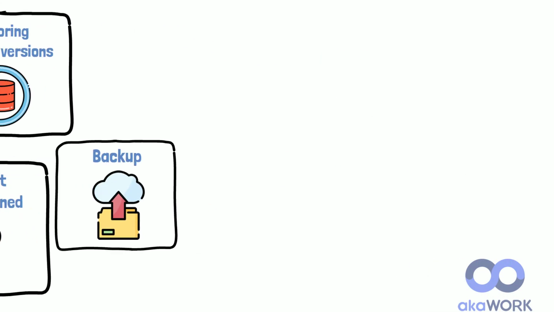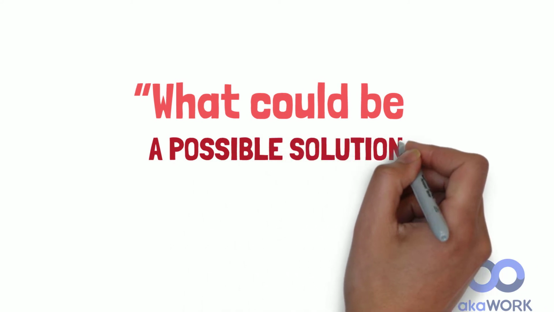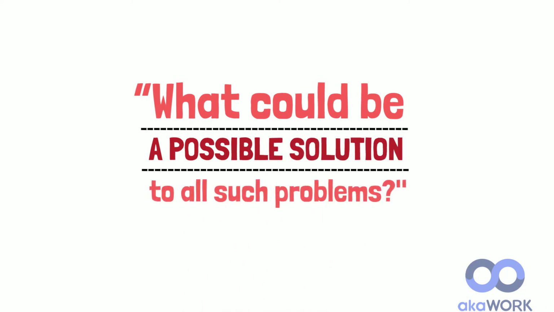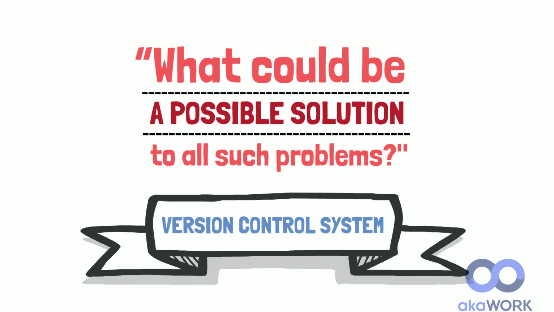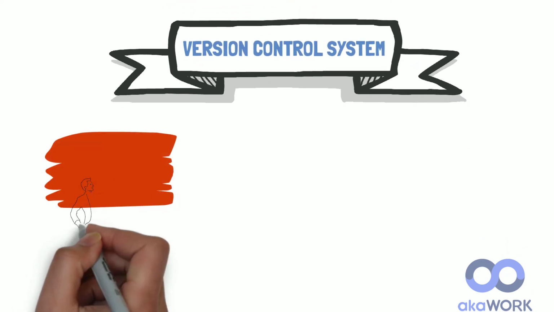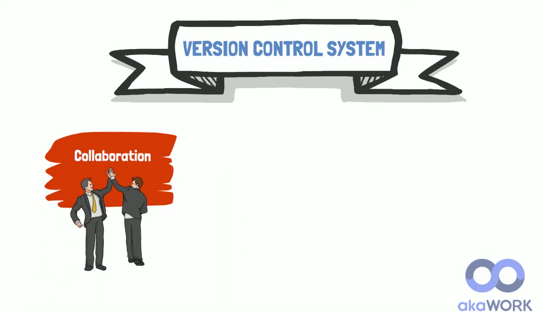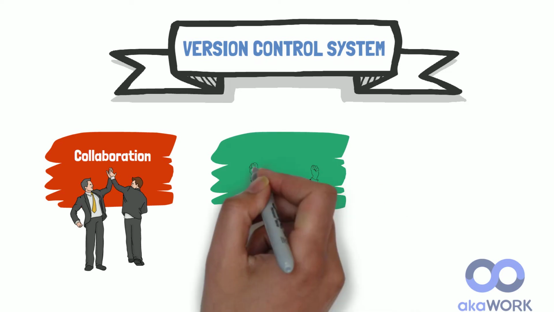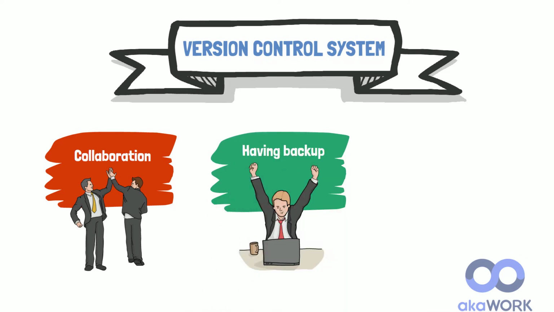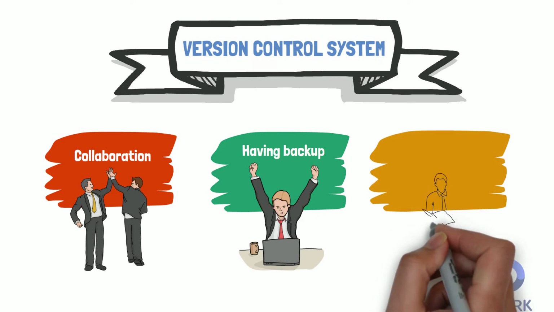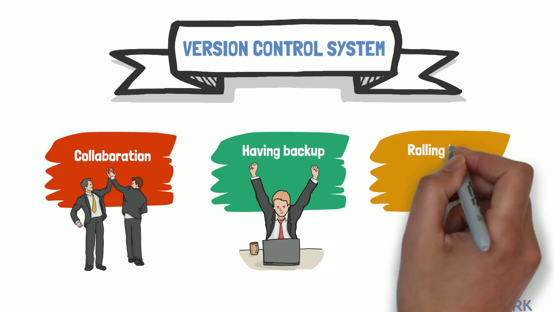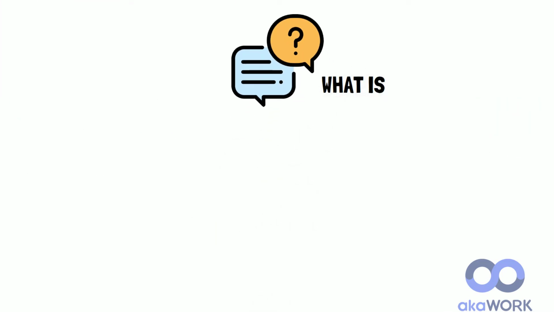The question arises, what could be a possible solution to all such problems? And this is when the version control system comes into the picture. The version control system will take care of the collaboration between employees and storing different versions, will help in having a backup on the remote repository, and will also help in rolling back to the previous commits and to the last version of the source code. So, what is a version control system, VCS, and how can it bring value to us?